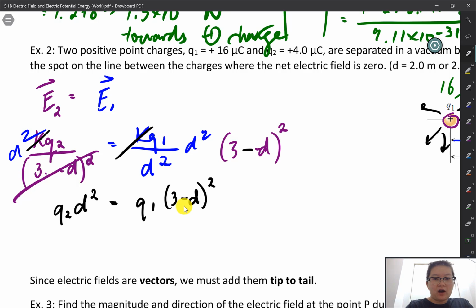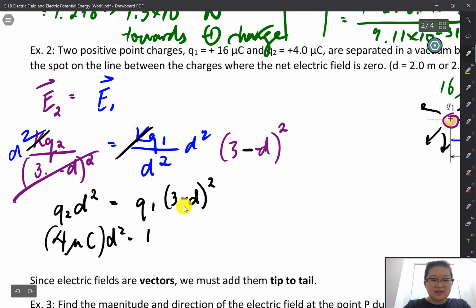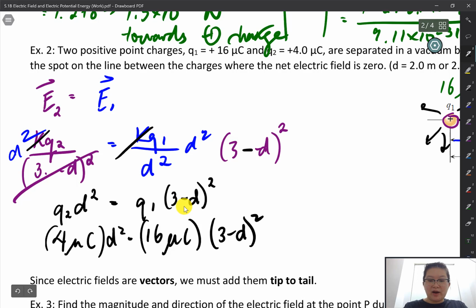Q2 is 4 microcoulombs, and I'm actually just going to work with 4. Take a look at this. Because this is 4 microcoulombs times d squared, and Q1 is 16 microcoulombs times (3 minus d), all of that to the power 2.